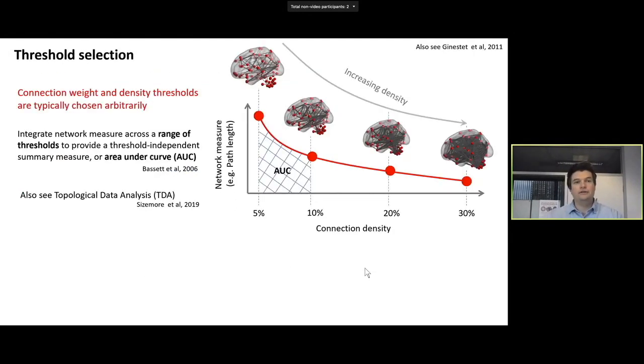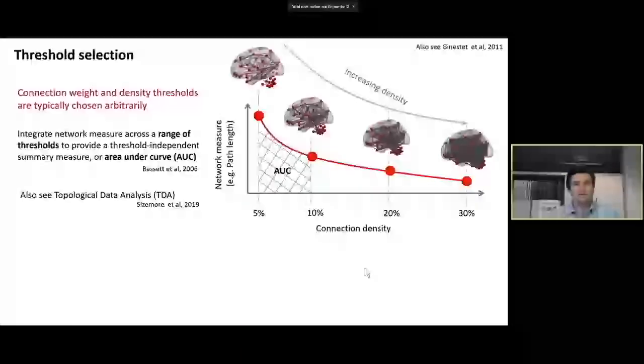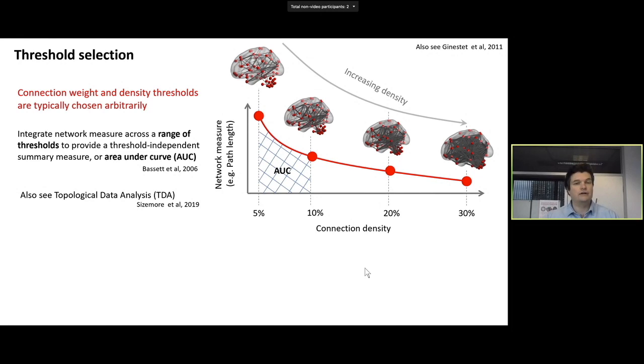Another key consideration is the choice of threshold. Should we threshold at 5%, 10%, 20%? It's not clear. And so to get around the dependency on threshold, it's recommended to perform the network analysis across a range of thresholds, and then perform statistics on the area under the curve. In this case, we've mapped path length as a function of connection density and then computed the area under that curve. This also relates to topological data analysis. Check out the work by Anne Sizemore.